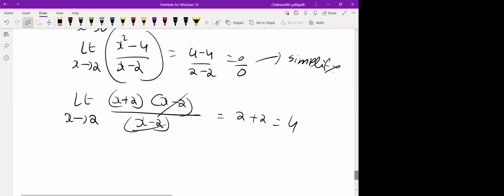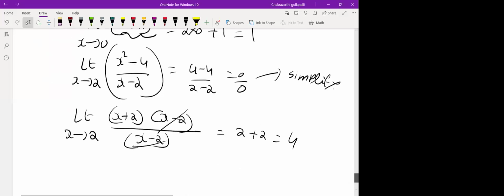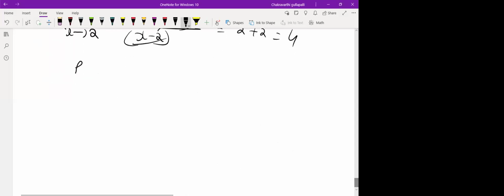Then f(x) equal to 2x plus 1. You are given here the function f(x) equal to x plus 1. Single valued, only one. Here also single valued. You are sure of getting the answer. But suppose you are given a function like mod x or |x|.